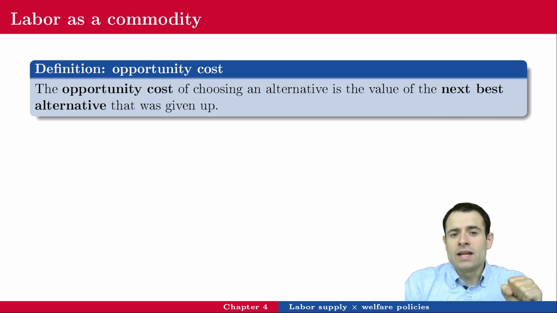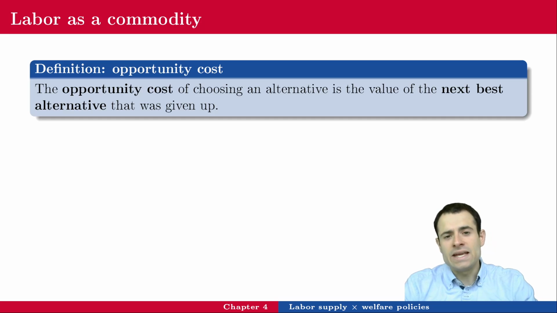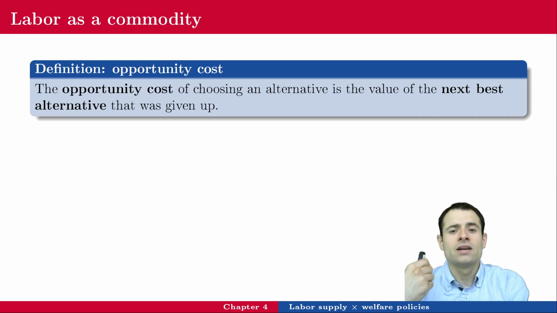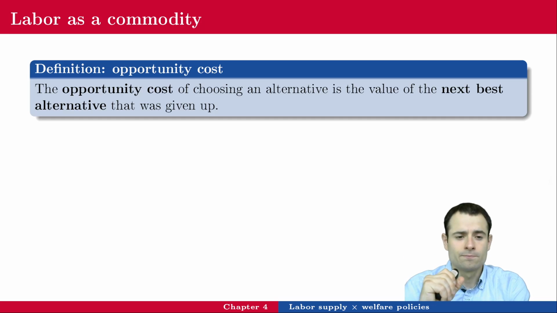So first, I need to remind you of the definition of opportunity cost. The opportunity cost of choosing an alternative is the value of the next best alternative that was given up. We always measure the opportunity cost of making a decision. The cost in terms of opportunity of that decision is the next best opportunity I just gave up on.